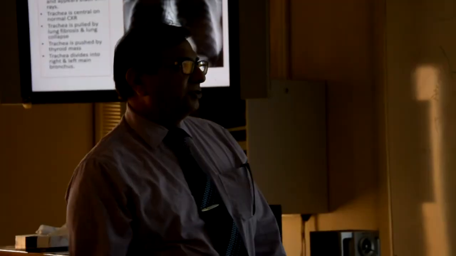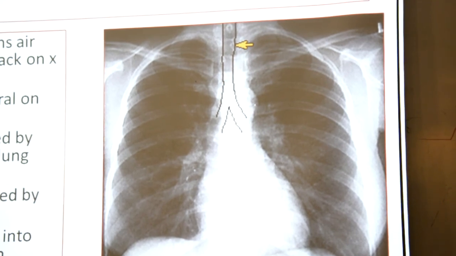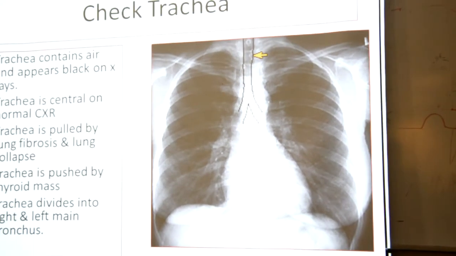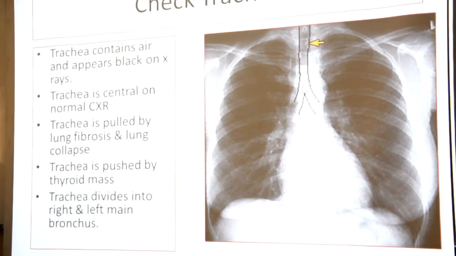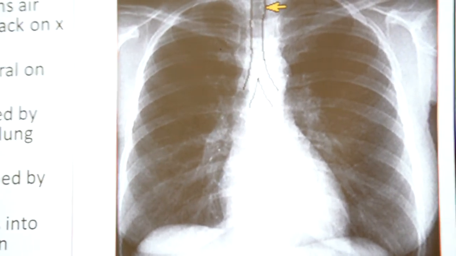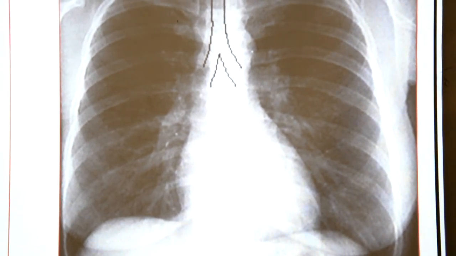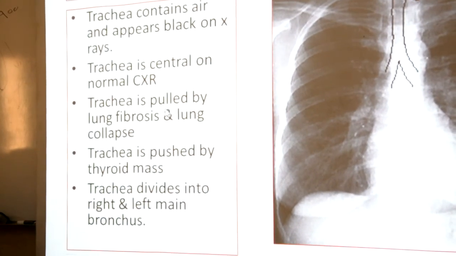Do you have this concept? Okay, starting with the trachea. The trachea is a central lucency, as you see here by the yellow arrow, outlined by the markers. This is the normal position of the trachea, and then it bifurcates as we go down into the right main bronchus and left main bronchus. So checking the central position of the trachea is important, because if the trachea is deviated or shifted, it suggests the presence of some pathologies.